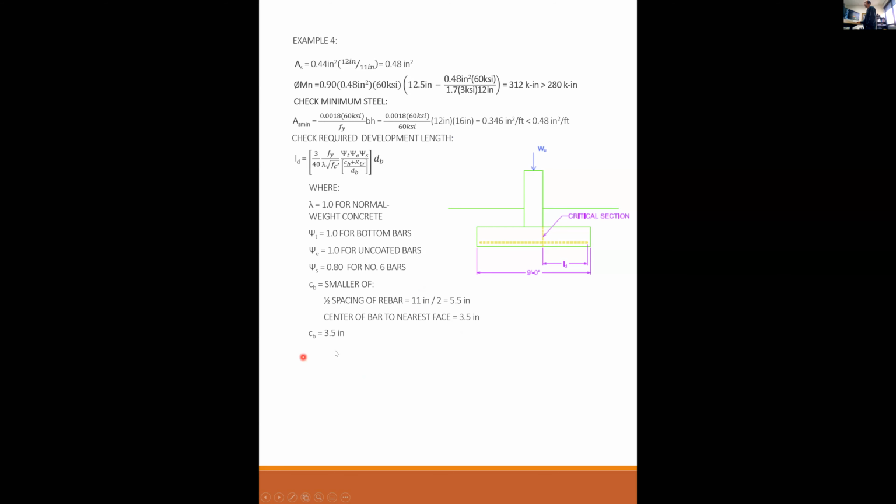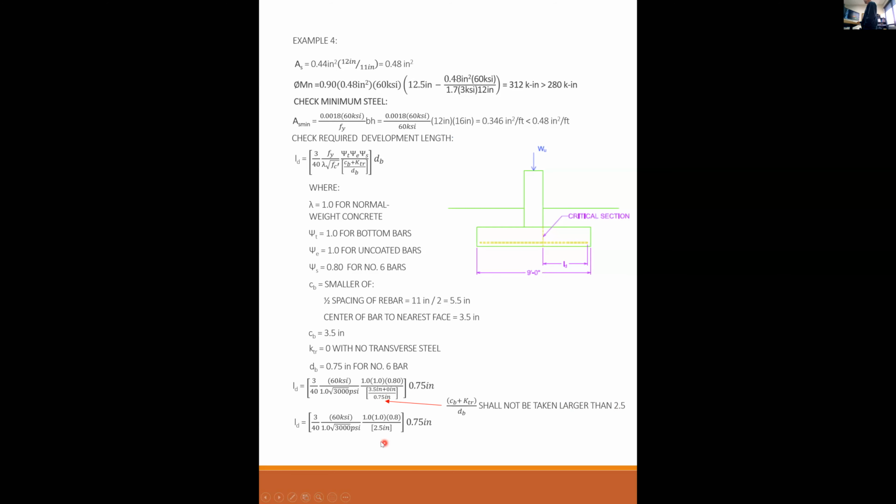Smaller of the two is 3.5. KTR is equal to 0 because footings do not have transverse steel. There's no ties in this footing. DB is 0.75 for number 6. So I plug that all in there, but this factor here cannot be taken larger than 2.5. So I changed that to 2.5, calc it out. I need 19.7 inches to develop that bar.